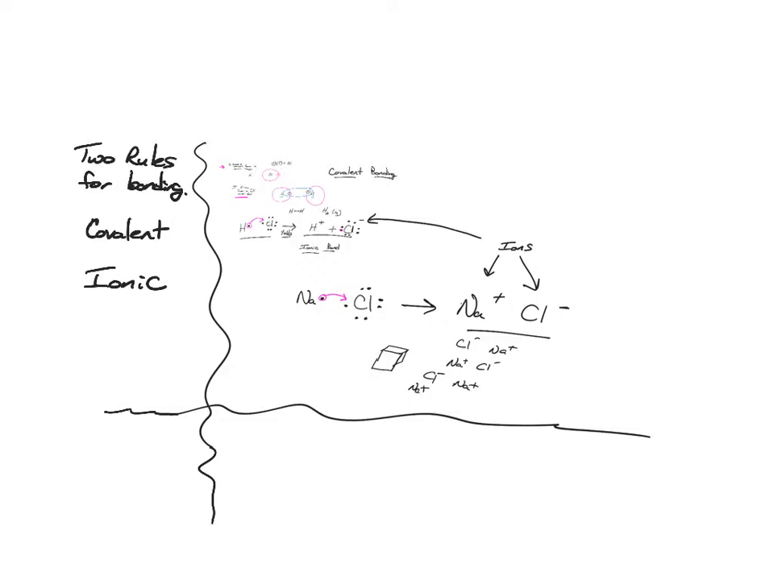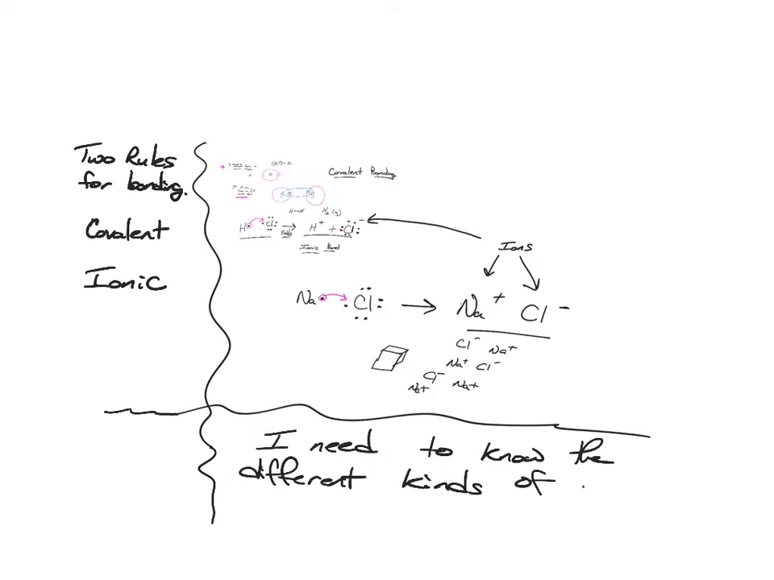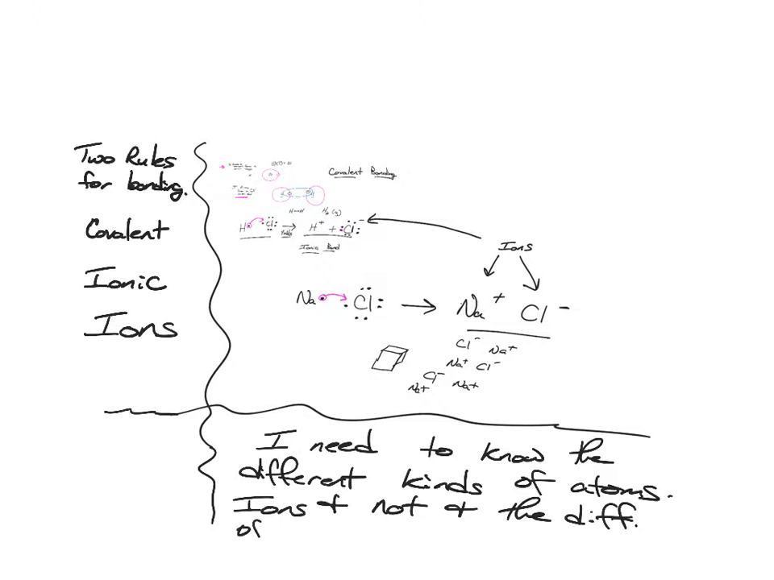Ionic, and the summary here is I need to know the different kinds of atoms, ions, and not, and let's put that up here too, ions, and the different kinds of bonds. And what's the topic? What's the title? Chemical bonds.